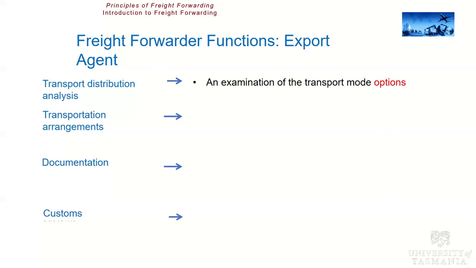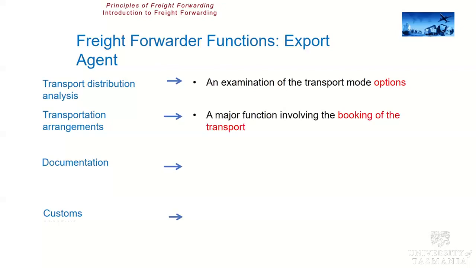You know, they're not sure whether it's air, they're not sure whether it's sea, if it's coming from Australia. If they're in Europe, they're not sure whether it's sea, air, rail, road. So this is where a transport distribution analysis can be really quite helpful to consider that range of options that are available to the exporter. So you would undertake that and you would provide that as a service to the importer or exporter to give them a sense of perhaps the choices that they might want to take up.